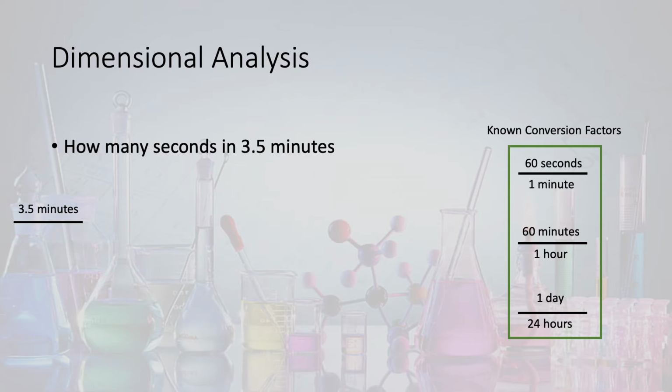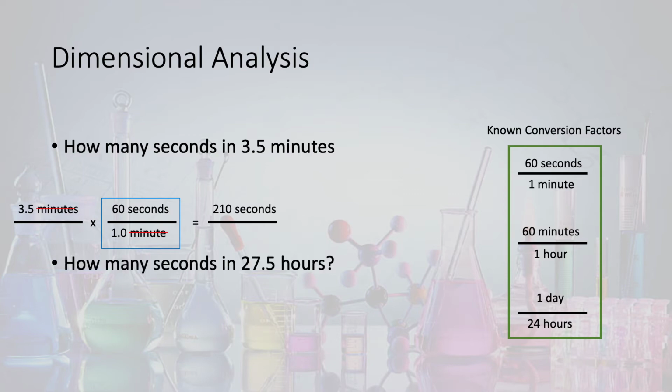We know our answer has to be in seconds, so we have to convert minutes to seconds using our conversion factor on the right. When we multiply these values together, our units, in this case minutes in the numerator and denominator, cancel out, and we are left with only seconds in the numerator, along with the value of our arithmetic, 3.5 times 60. Thus, we have solved the question, how many seconds are in 3.5 minutes? 210 seconds.